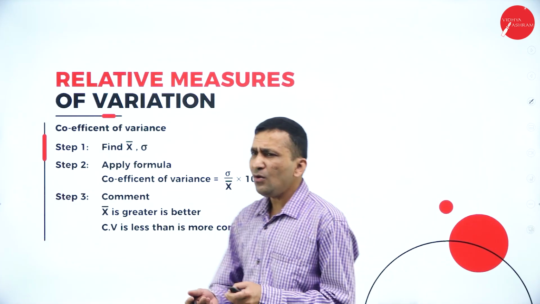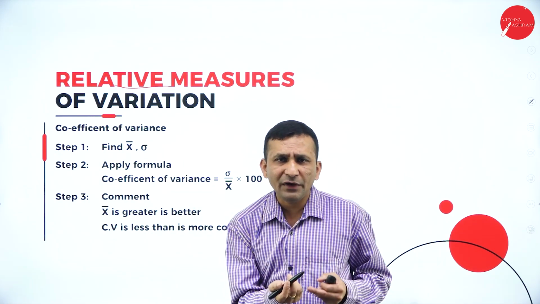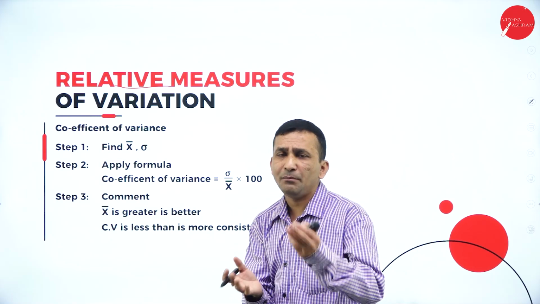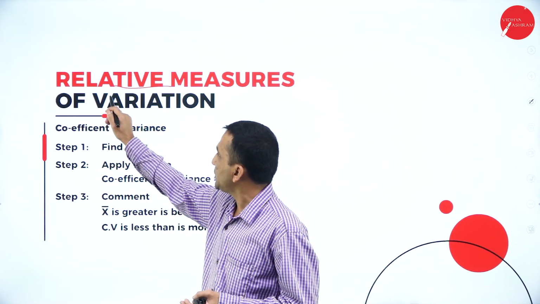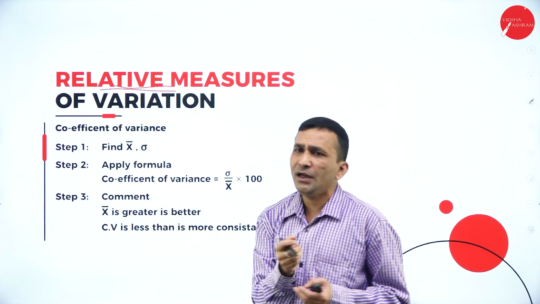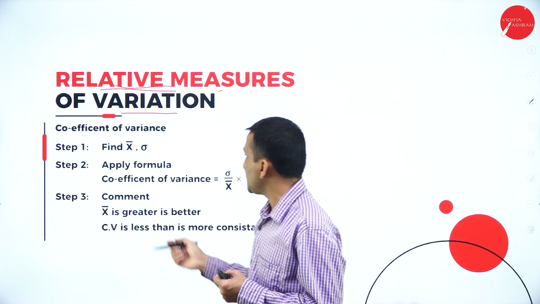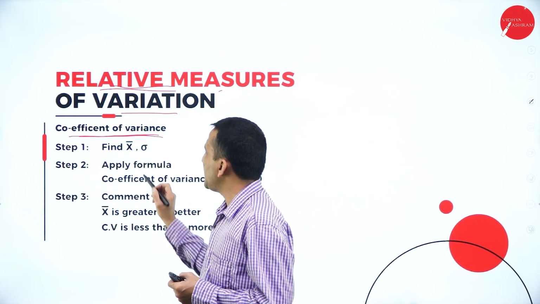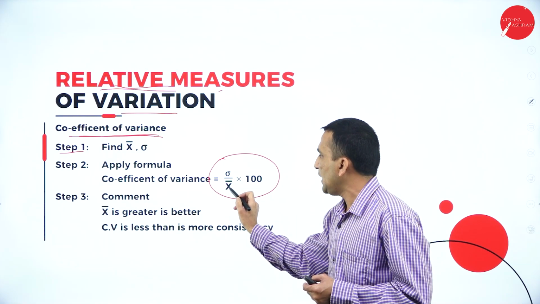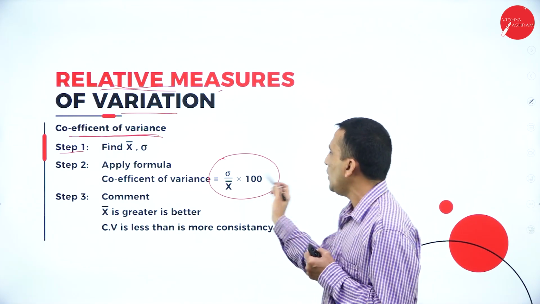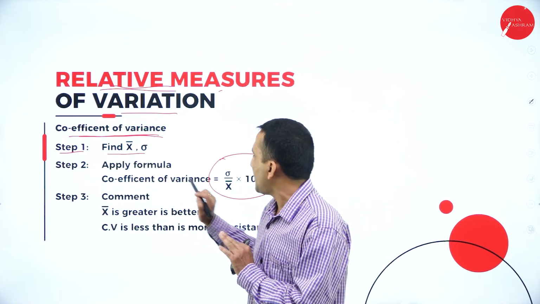Moving forward, now under absolute and relative. Whatever we did in the last problem is for the absolute measure of variation. Now the coefficient of variation always depends on the relative measures of variation or measures of dispersion. The coefficient formula is very simple: standard deviation divided by x bar into 100. According to the formula, we first need to find x bar.